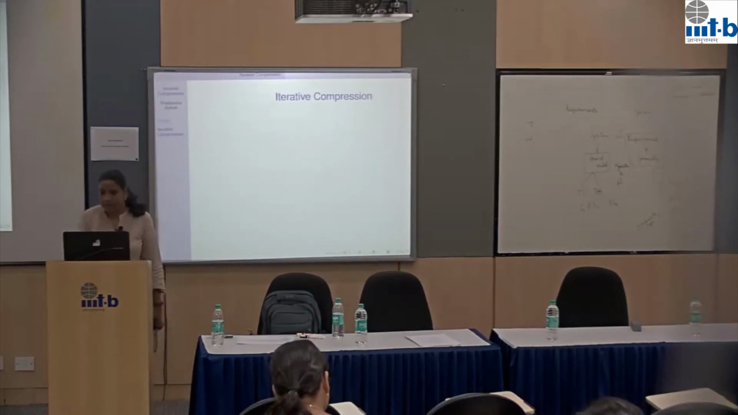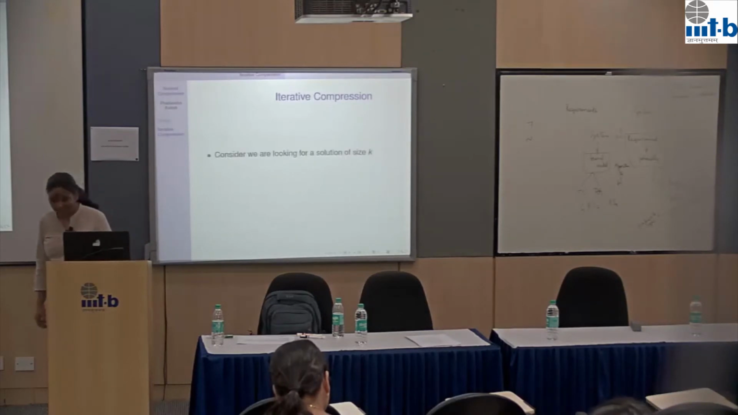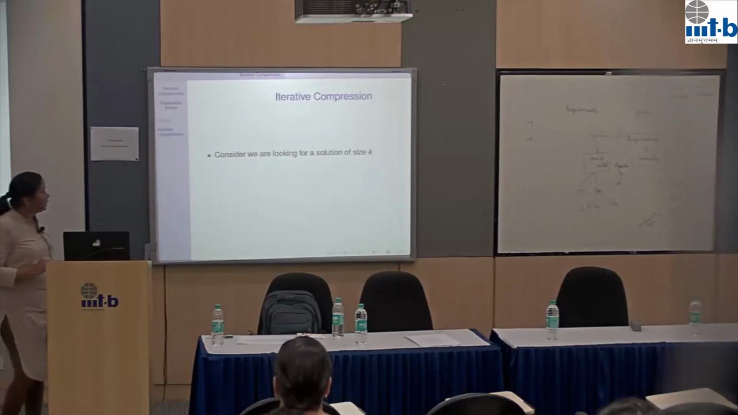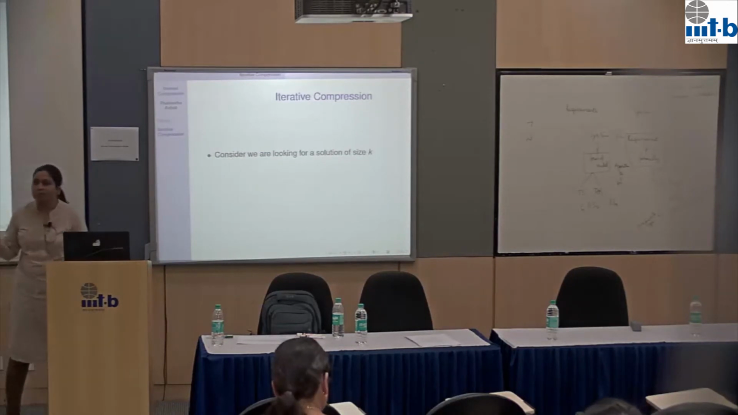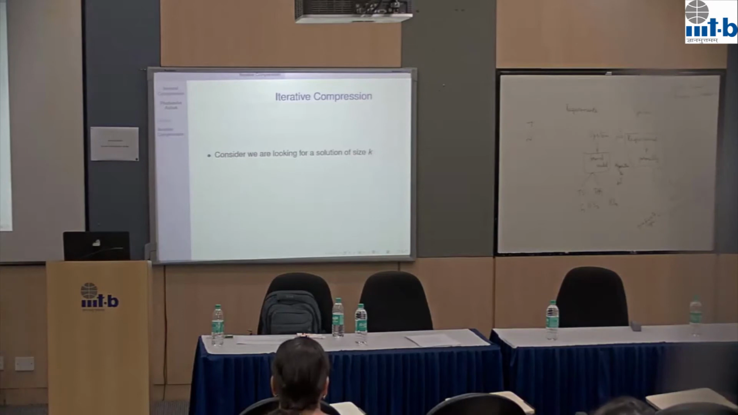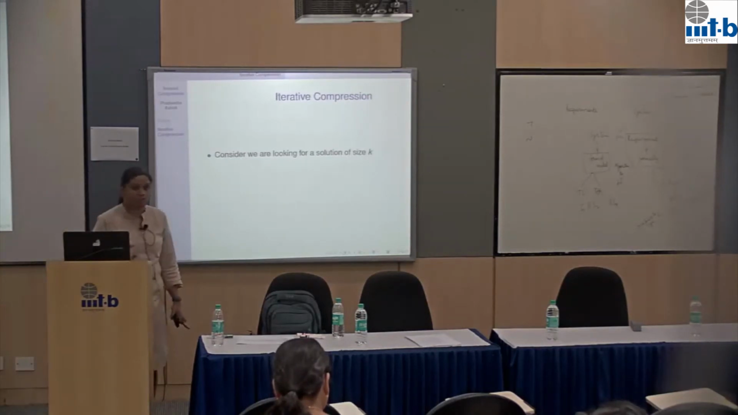Okay. So iterative compression is this. Given a parameterized problem, a standard parameterized problem, assume we are looking for a solution of size k. This is our question. Be it vertex cover, feedback vertex set, whatever. We are investigating whether there is a solution of size k.